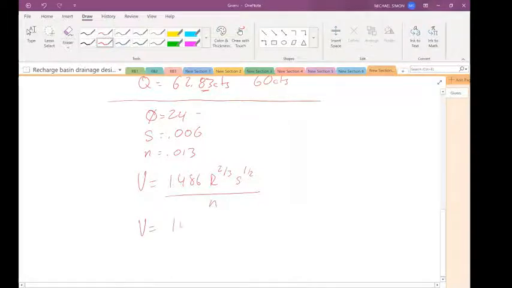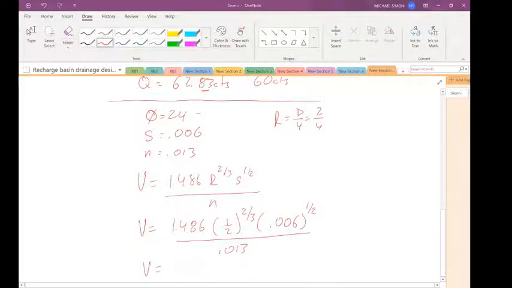So V is equal to 1.486 times R. R is equal to D over 4, so that'll be 2 over 4. That's 1/2 to the 2/3 times 0.006 to the 1/2 over 0.013. So let's see how I do. 0.5 raised to the 2/3 times the square root of 0.006 times 1.486 divided by 0.013, 5.57 feet per second. And on the graph, I came up with 5.55, so I'd give myself like 110 on that one, bonus points.